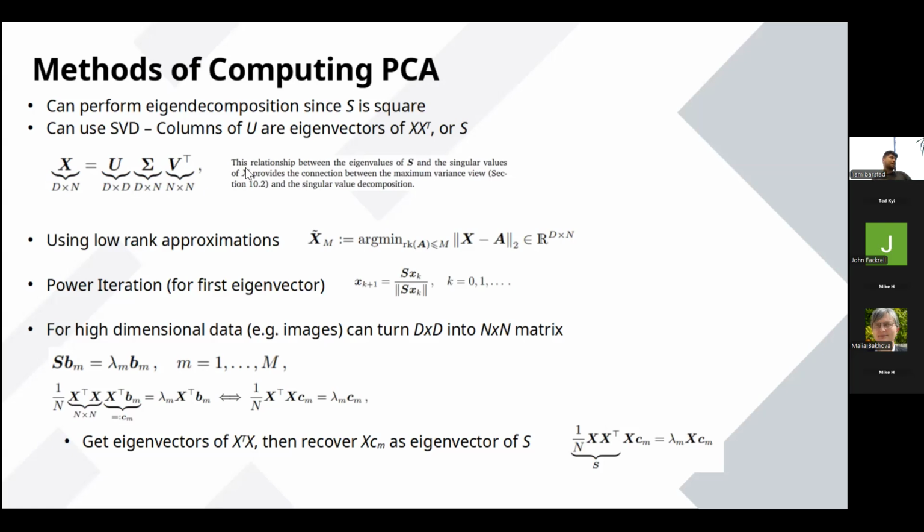Now, one quote that I thought was really cool from the book is that the relationship between the eigenvalues of S and the singular values of X provides the connection between the maximum variance view and the singular value decomposition. Listen, the first time I read that, it made complete and perfect sense. And the second time I read that, I lost it. I'm serious, and I'm kind of mad about it because it was super profound. Does anyone want to elaborate on this a little bit? Does anybody want to think about that for a second and comment?